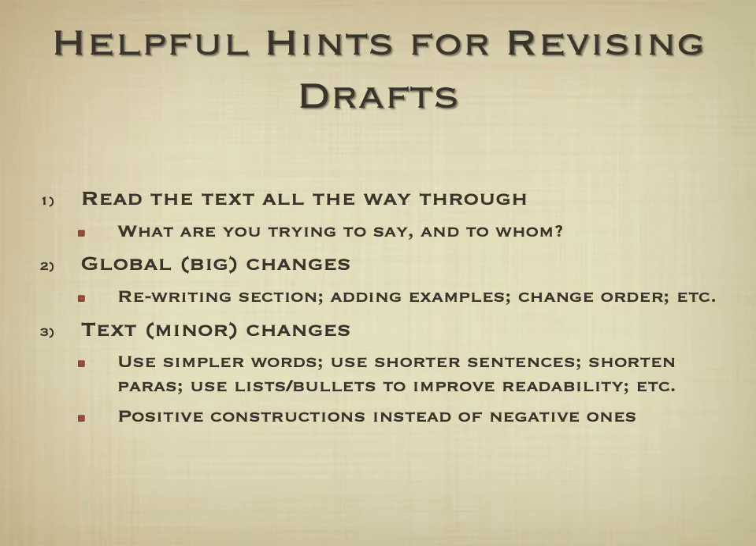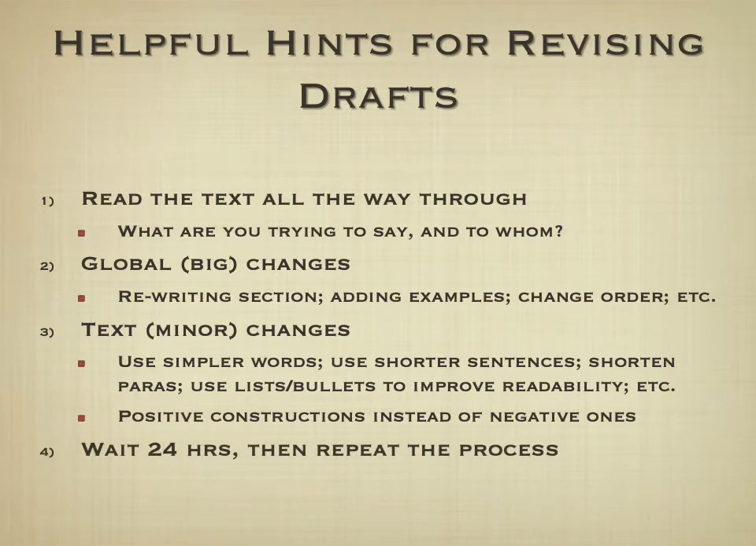Instead of saying, don't do this or it can't be this, you should try to gear it more towards it should be this something else. Once you've got that far, put it away, walk away from it a little bit, and then look through it again.